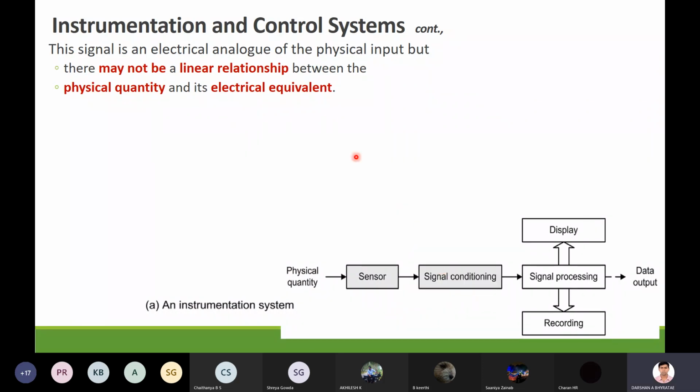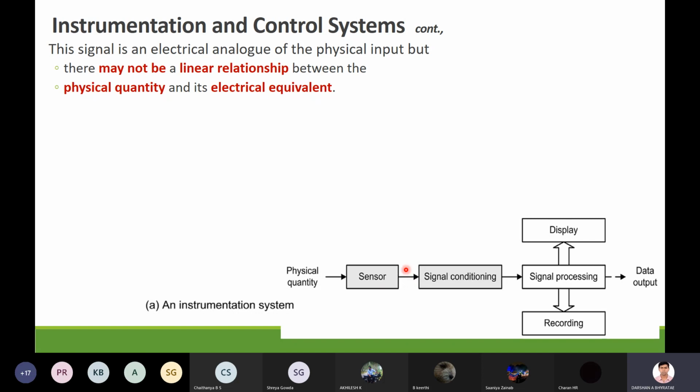And here, come to this. Next, whatever it is going to generate, the sensor, as I told, is going to take a physical quantity as the input. Physical quantity may be water, energy, or air, whatever it may be: temperature, air, water. It is going to sense that physical quantity and generate the output.